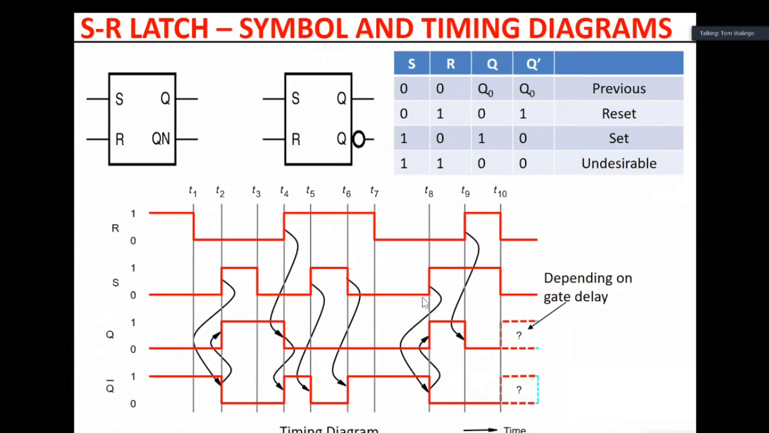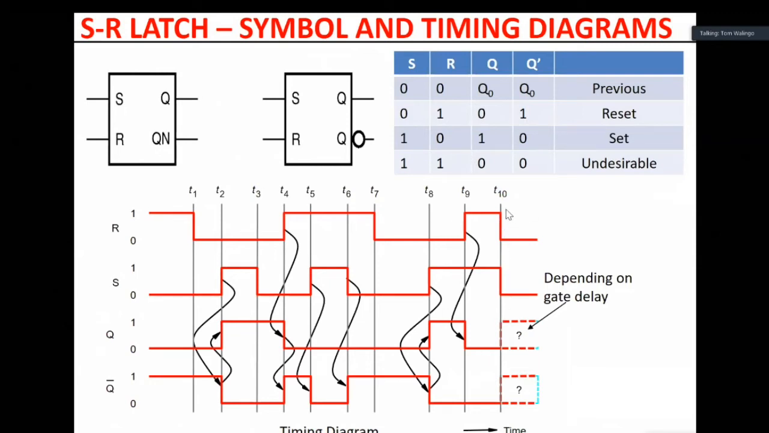T7 to T8, they are both 0, 0, so it will be in memory up to here. T8 to T9, set is active, reset is inactive, so it will be set. T9 to T10, they are both what? No, set is high, reset is high. Here they are both high. So it will go to 0, 0, our undesirable state. We said anything can change in an undesirable state.